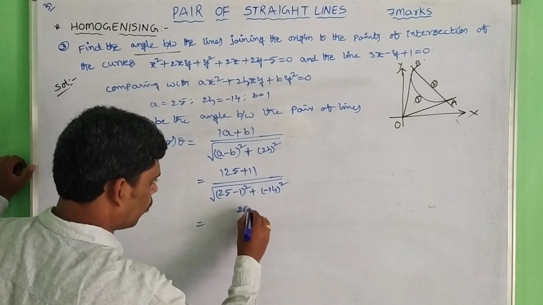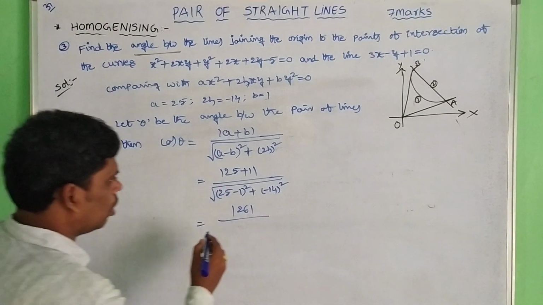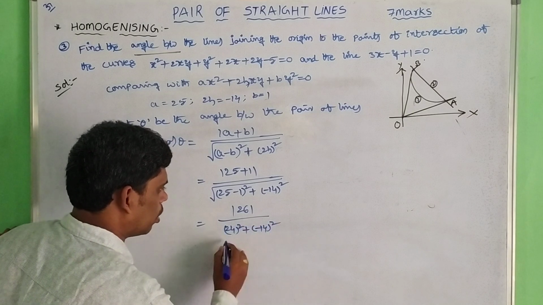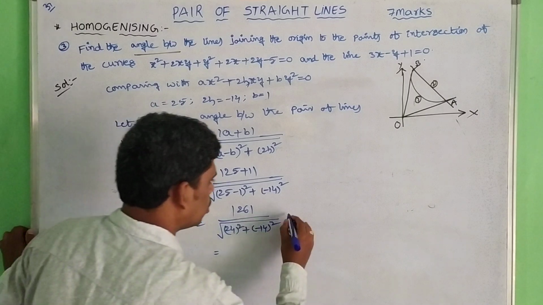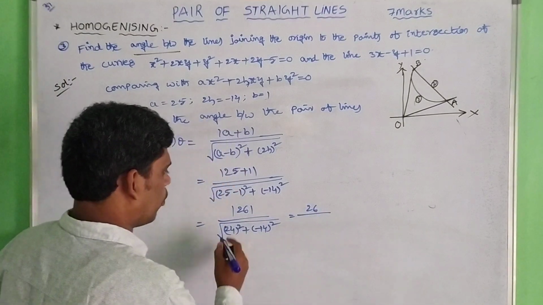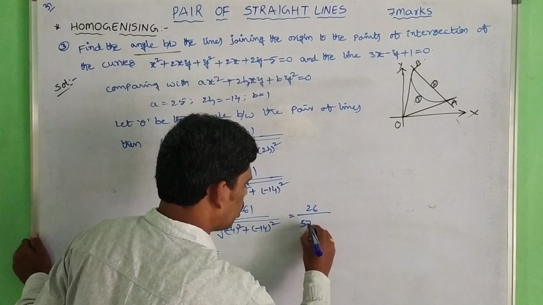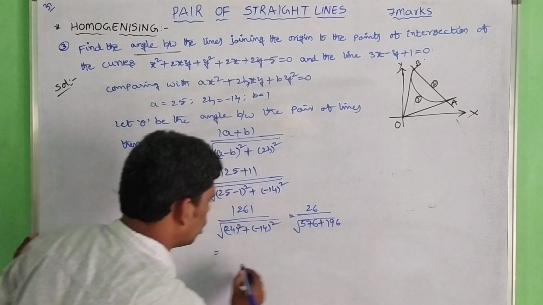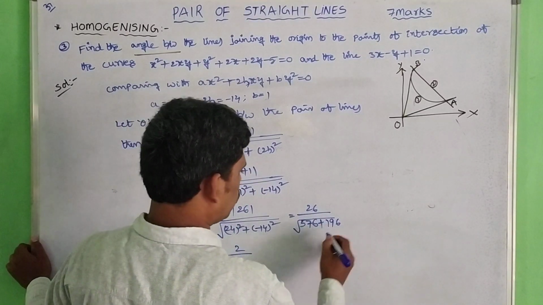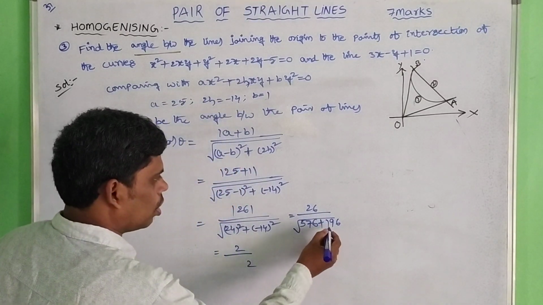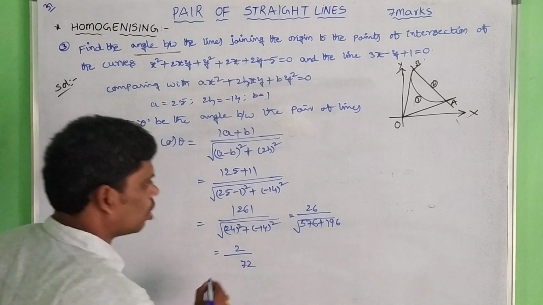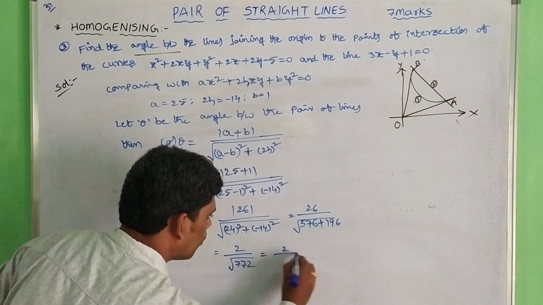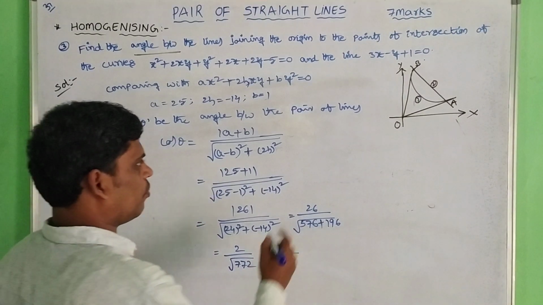The simplification: 26 by root over (25 minus 1, 24) whole square plus (minus 14) whole square, that equals 26 by root over 24 whole square, 576, plus 14 square, 196, and by adding these two terms we get 772.